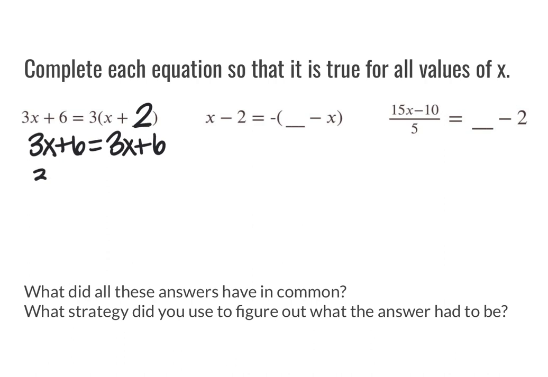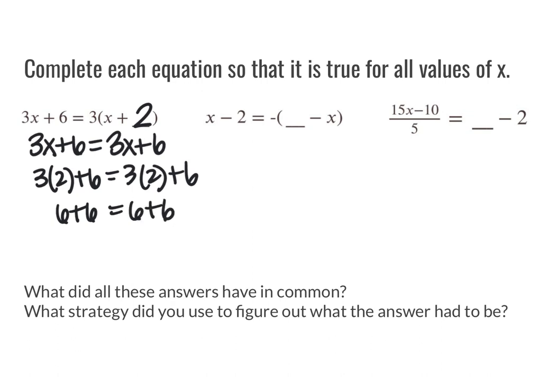Let's try one. Let's try 2. So I'm going to substitute my 2. 3 times 2 is 6. And then 6 plus 6 is 12. Does 12 equal 12? All day, every day. So notice what we have here. We have the exact same thing on both sides. Doesn't it make sense that no matter what we would substitute in, the equation is always going to be true? I hope so. Let's look at the next one.